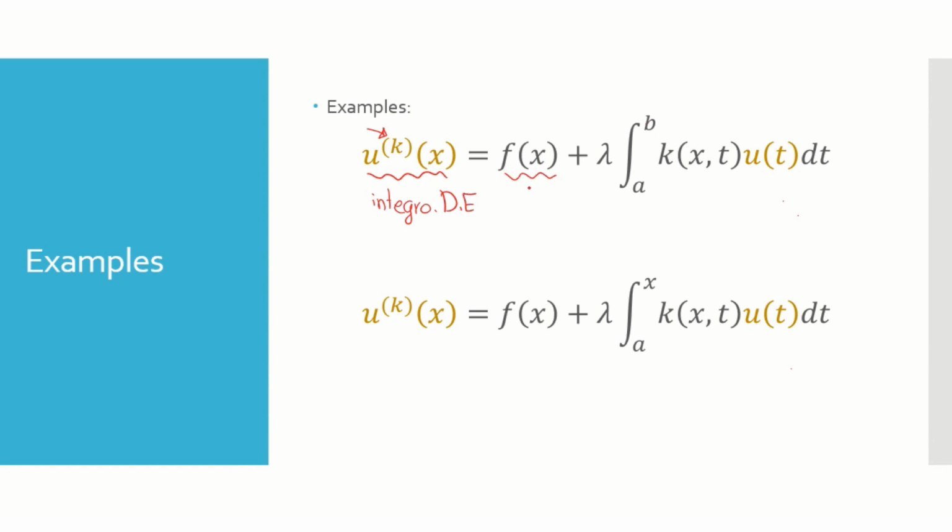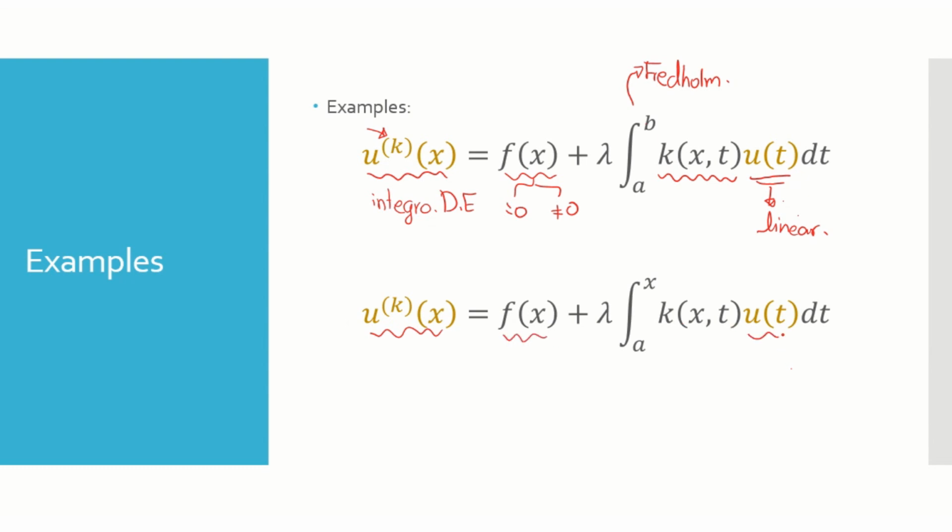For f of x, there is no information. If it's equal to 0, it's homogeneous. If it's not equal to 0, then it's non-homogeneous. Looking at the limits of the integration a and b, where a and b are constants, then it's a Fredholm integral equation. For k of x and t, we can't specify the linearity because there is no information. U of t, as we can see, is appearing linearly, then it's a linear integral equation.